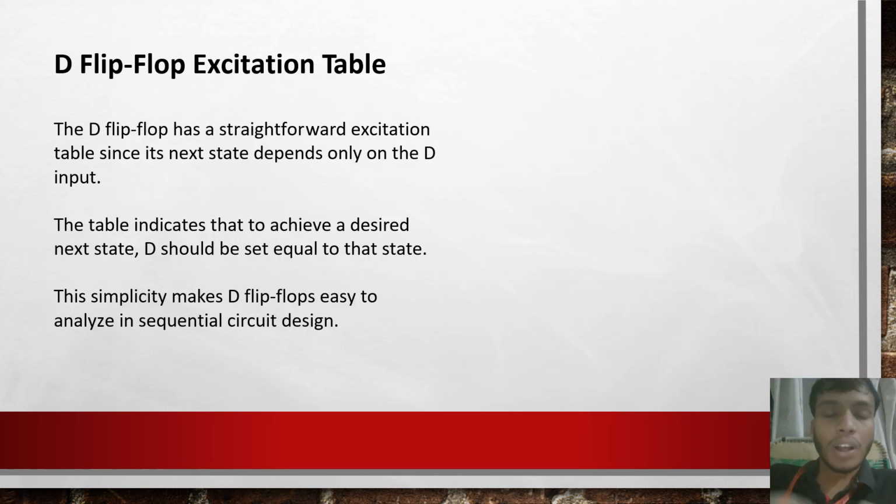D flip-flop excitation table. The D flip-flop has a straightforward excitation table since its next state depends only on the D input. The table indicates that to achieve a desired next state, D should be set equal to that state. This simplicity makes D flip-flops easy to use in sequential circuit design.